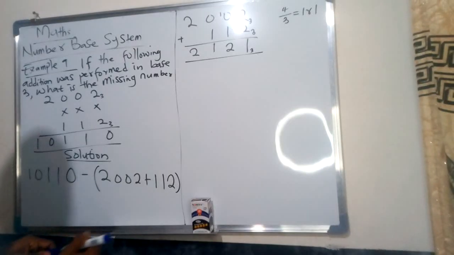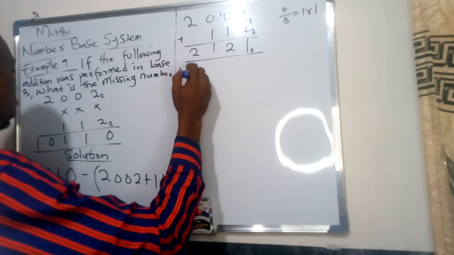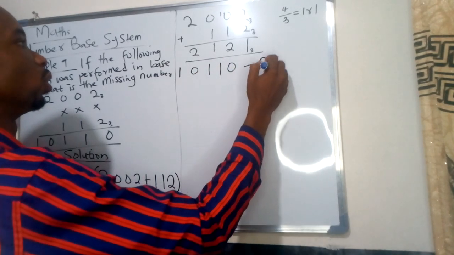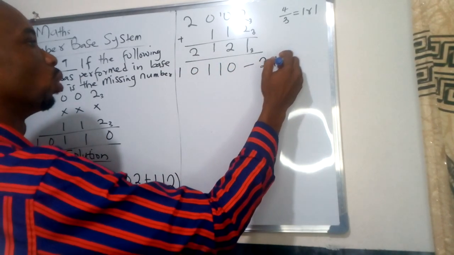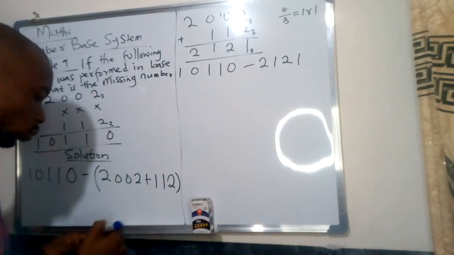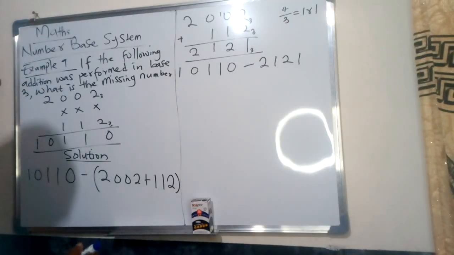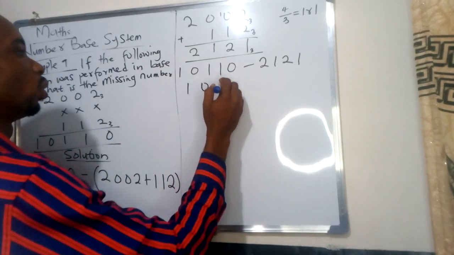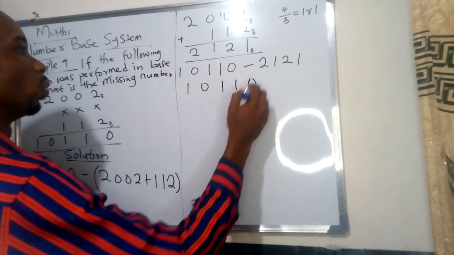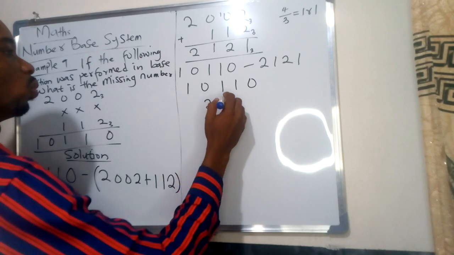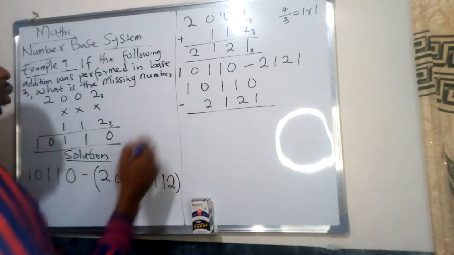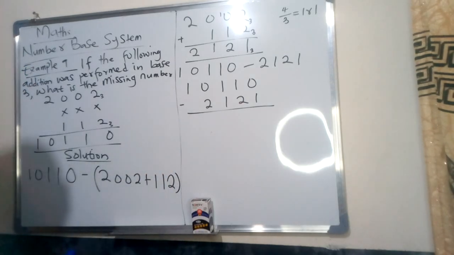You now head over to the subtraction. So it will become something like this. Minus a 2, 1, 2, 1. Right? So now let's arrange it. We have 1, 0, 1, 1, 0, then a 2, 1, 2, 1. And let's do a subtraction.